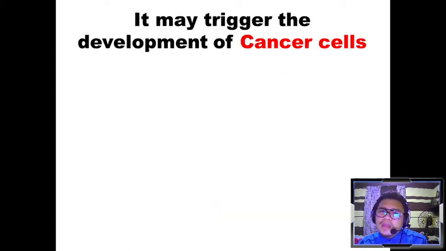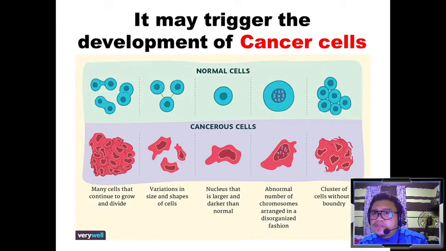And it may trigger the development of cancer cells, which is, of course, one of the most fatal diseases, right? That is why, as I've told you, radiations of high ionizing energy are used in a controlled fashion, like X-rays and gamma rays. So, what happens when a cell is exposed to radiation?